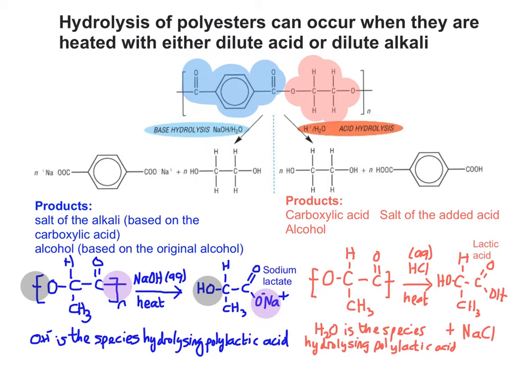So if you look at the acid hydrolysis, this time the H2O is the species doing the hydrolysis, and this time you get the lactic acid back, not a sodium salt. Where the sodium ends up is producing the salt of the added acid, so the added acid is HCl.